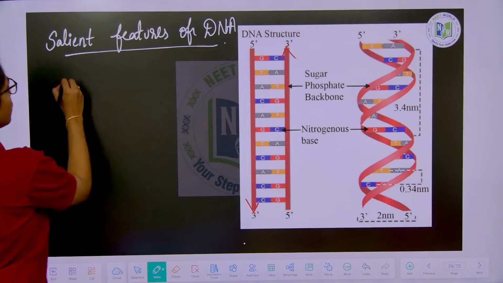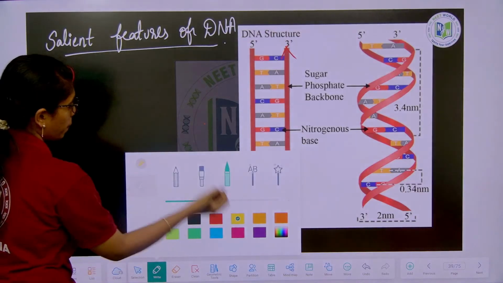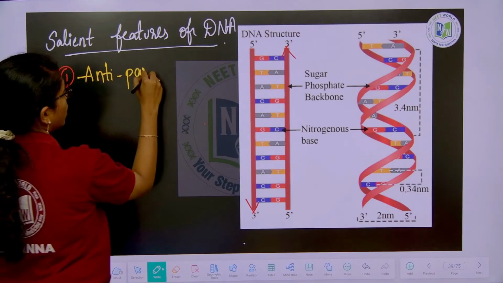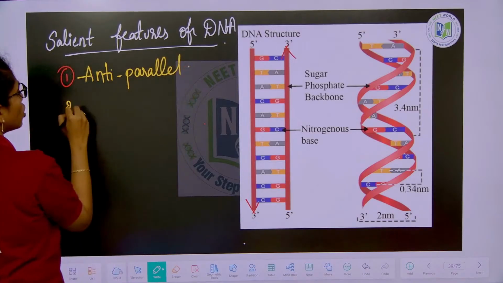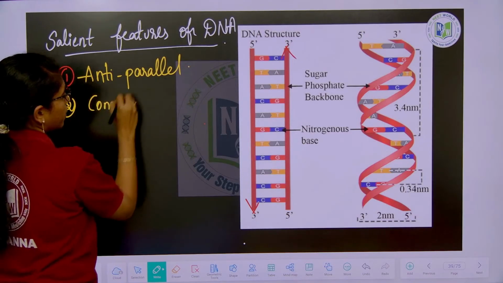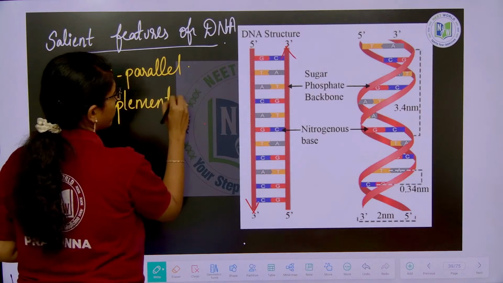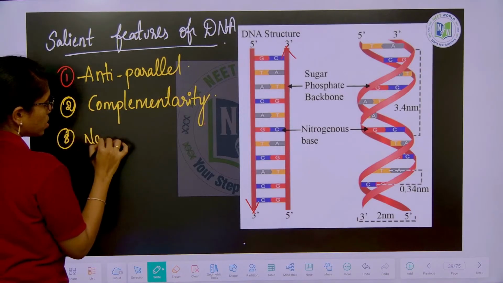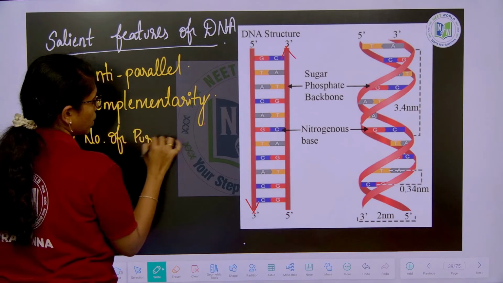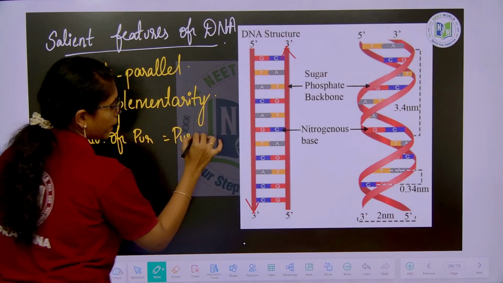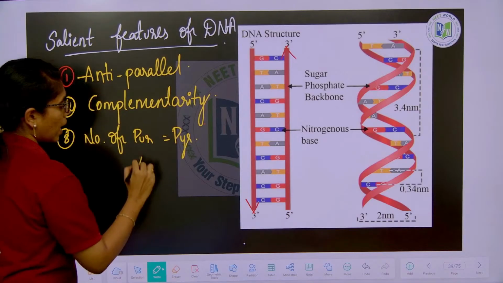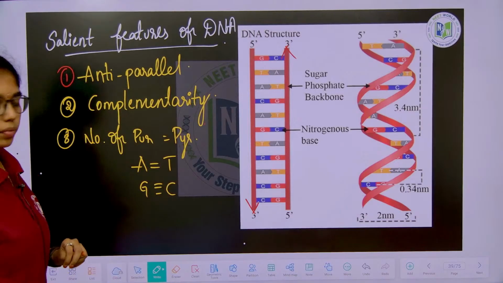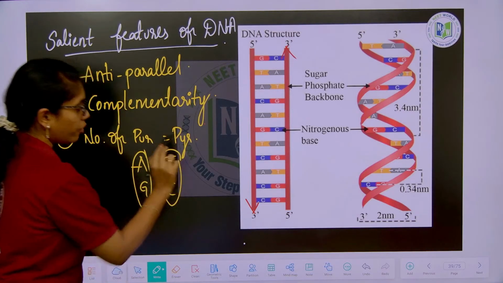And the number of purines in the double stranded DNA is always equal to the number of pyrimidines. Okay, so the first feature is what, ma? Anti-parallel or anti-polarity. Second is complementarity. Third, number of purines is equal to number of pyrimidines. Okay, that is adenine binded to thymine, guanine to cytosine.